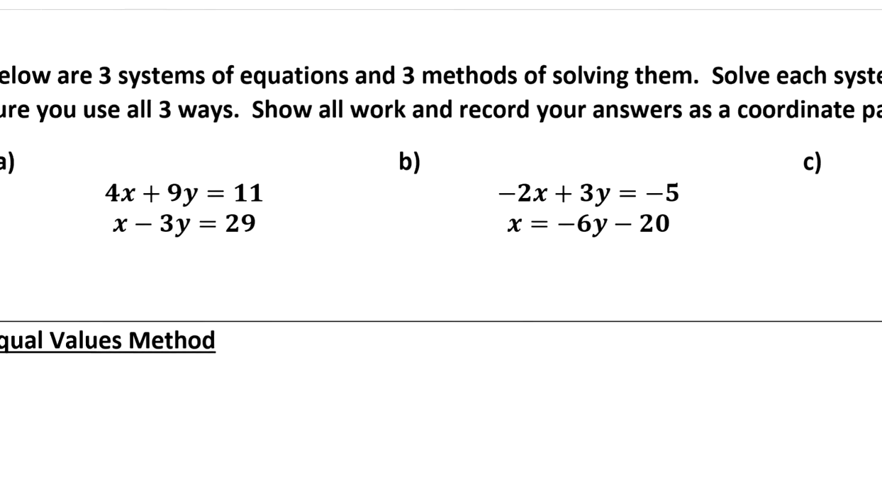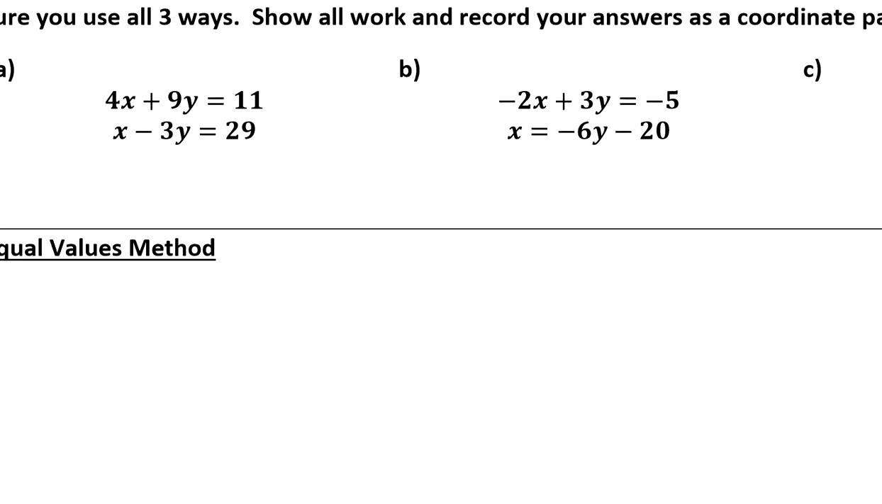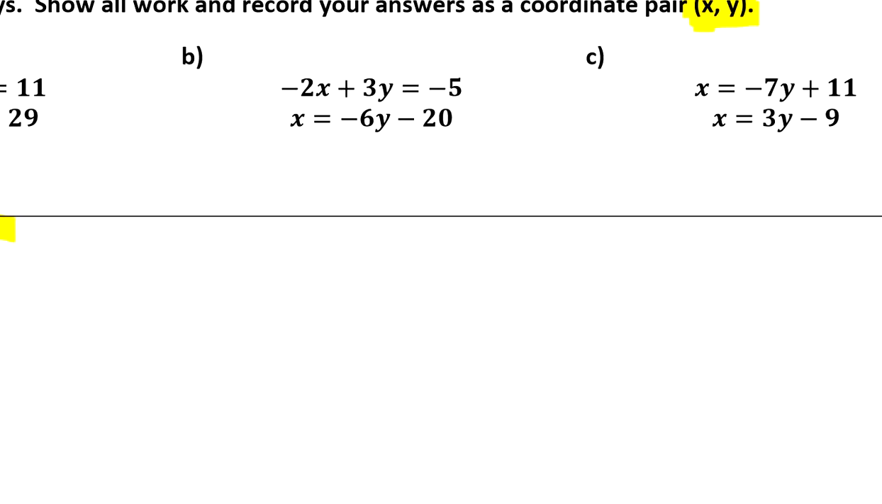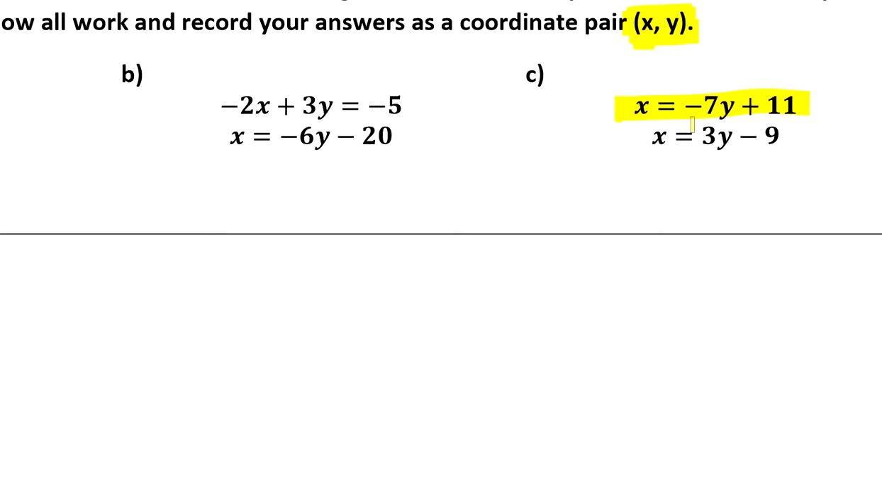So the first choice here is the equal values method. It turns out that I think C is probably the best candidate for this. The reason why is if you look at it, it says x is something, and then x is this thing right here. So clearly x is equal to itself, and because of that, we can just go ahead and plug into it. That's the equal values method in a nutshell.